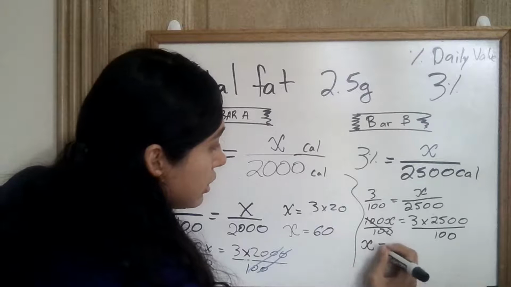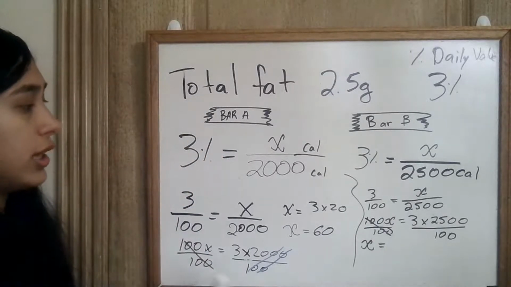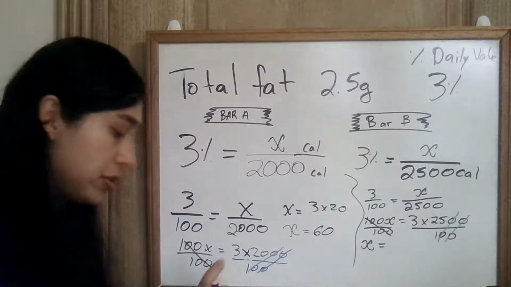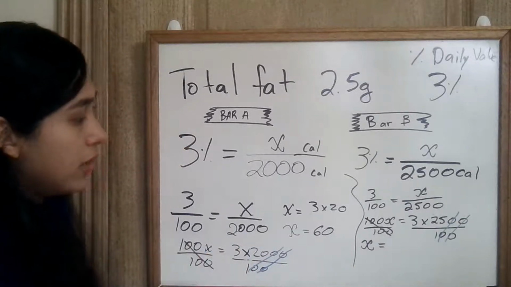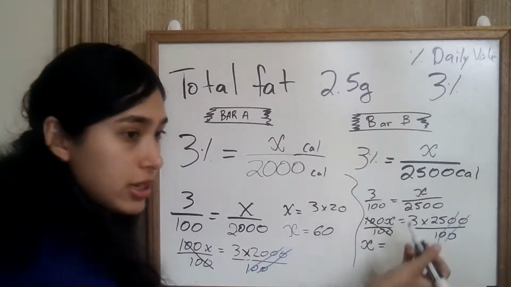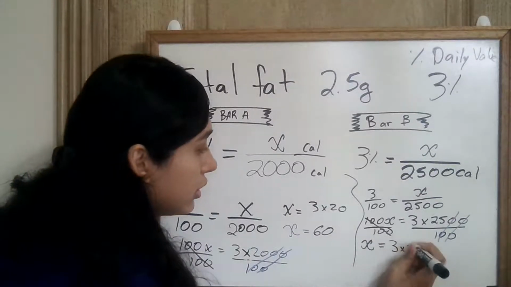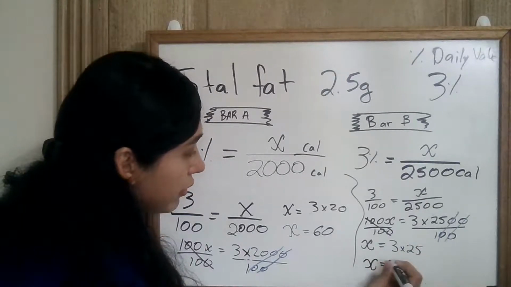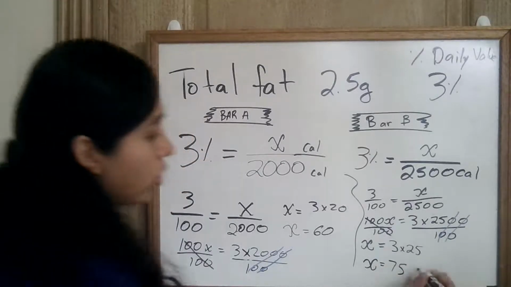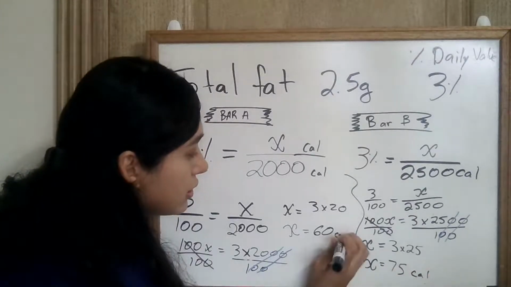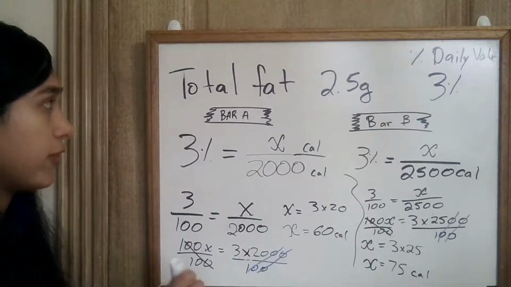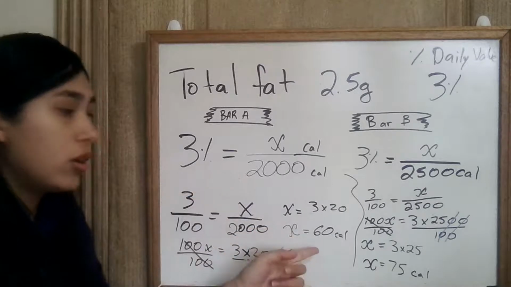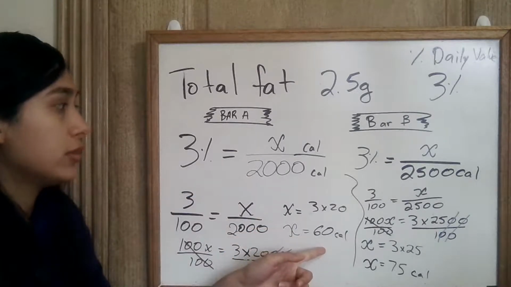I get x is equal to, oh, well, look at that. I can simplify this even further. Got rid of those zeros. Now it's just, and I know that dividing over 1 is the exact same thing, so I just get 3 times 25. So x is equal to 75. Whoa. Okay. So how many calories from fat, because we're talking about fat here, is coming from this bar? We'd be getting 60 calories from fat.